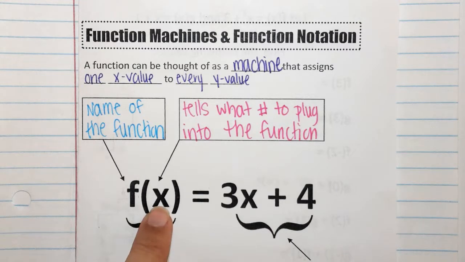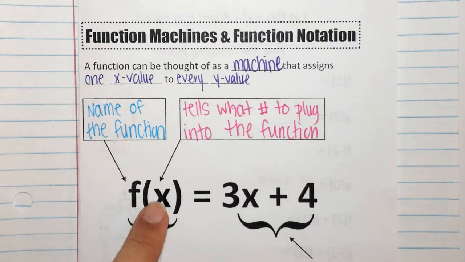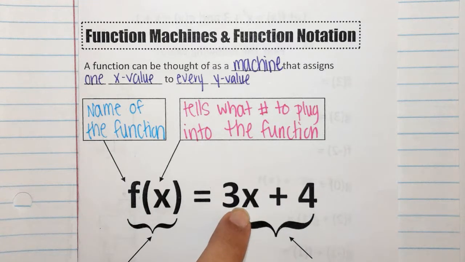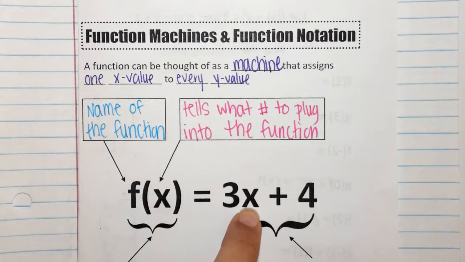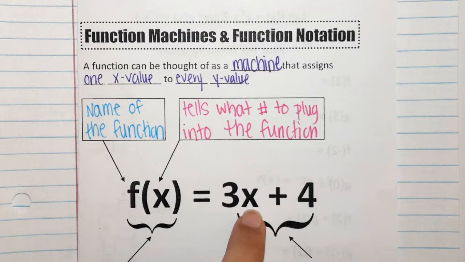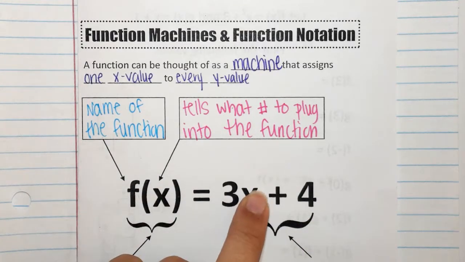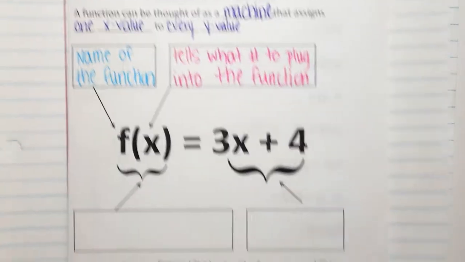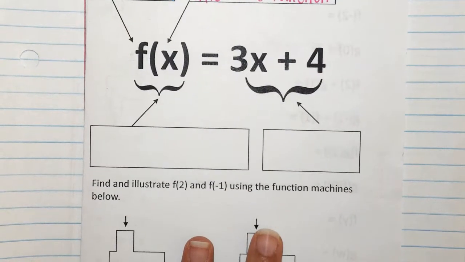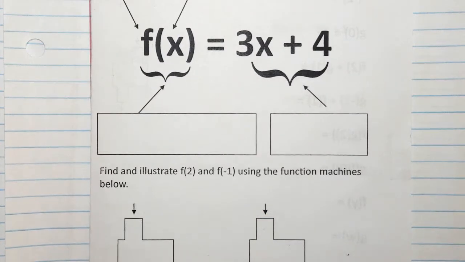So if I wrote f at 3, what would I plug in for x over here? 3. And if I wrote f at 2, what would I plug in over here? And if I wrote f at negative 6, what would I plug in over here? And if I wrote f at Oreos, what would I plug in over here? So whatever you put in here, you plug in over here. Does everybody understand?